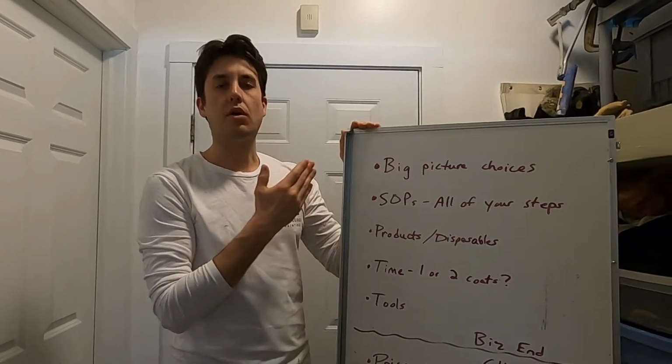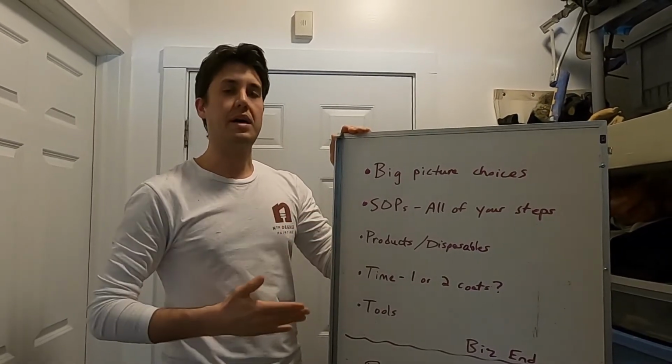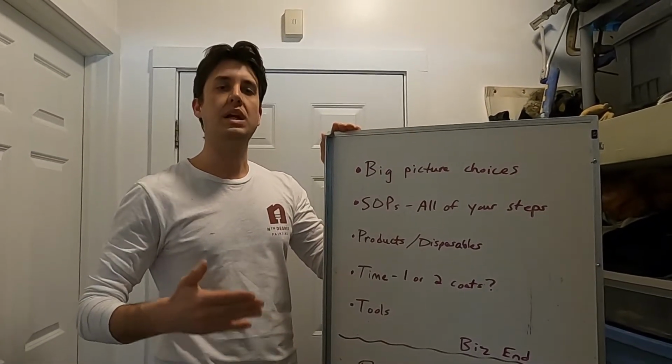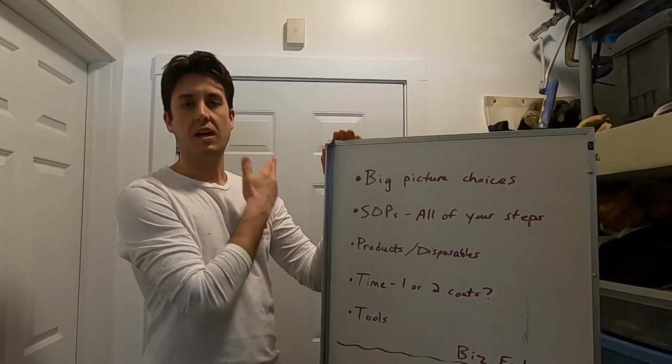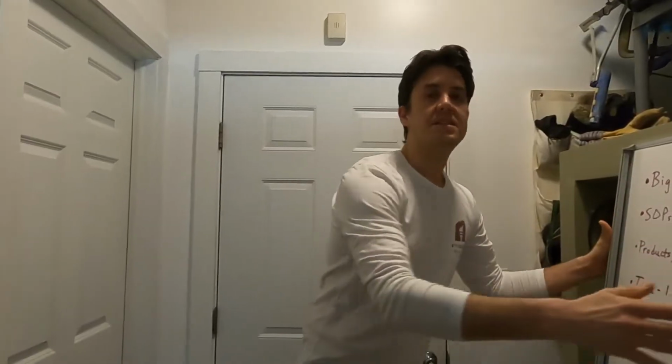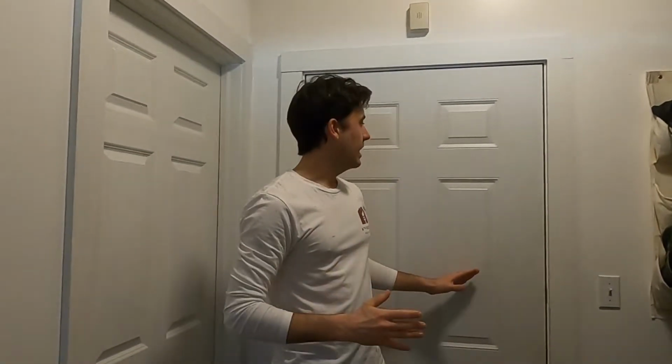SOPs. These are all of your internal steps that, if you had an employee training with you, they would need to know in order to produce a well-painted door. That is everything from you walk in, you say, oh, there's a little dirt on that. We're going to wet clean it first. Oftentimes there's that hinge powder. We're going to clean that. Once that's done, maybe we sand it.